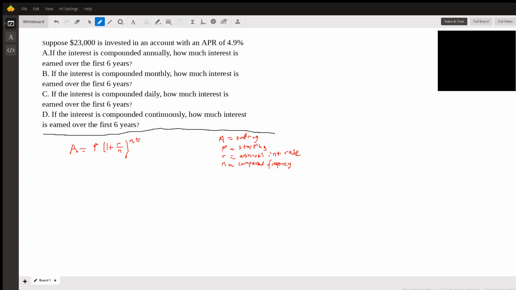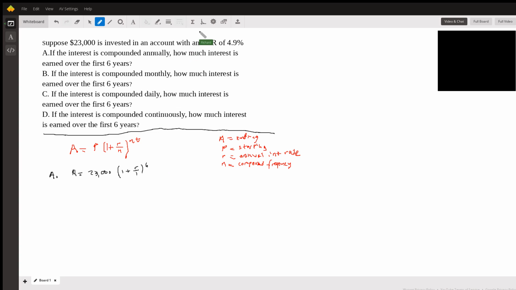Okay, let's go back and use this formula. I'm not going to do the calculations for you. You're going to have to do them. I'm just going to set them up for you. So compounded annually, 23,000 is the starting amount, 1 plus R. Now, how many times per year is this compounded? Annually means it's compounded once, so N is 1 here. And then after 6 years. So that's all you need.